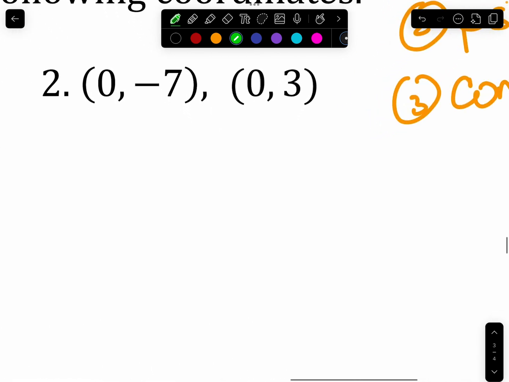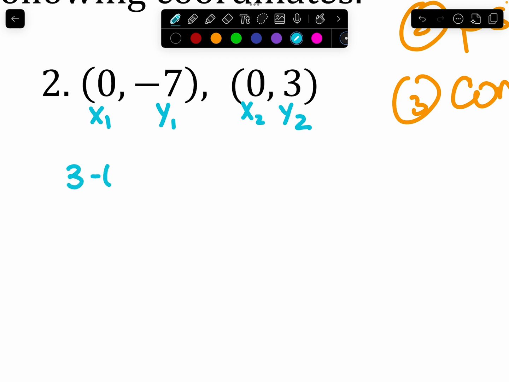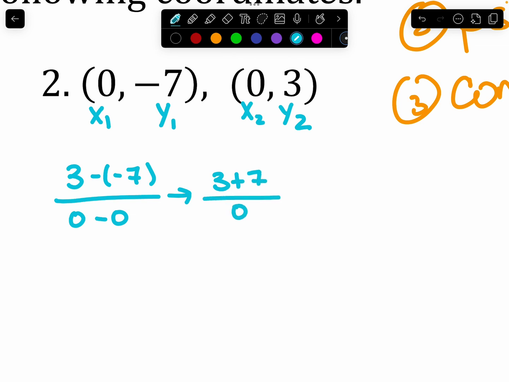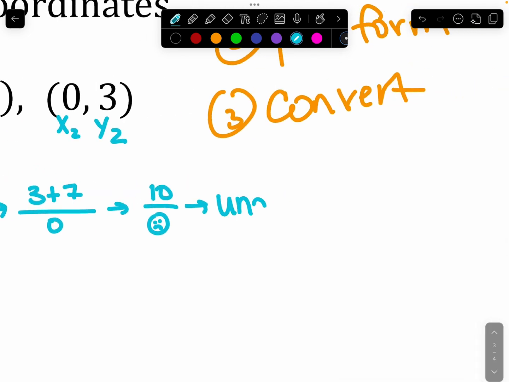With that thought process, let's look at this guy. Hopefully you can already see what's going on, but we're gonna do this mathematically just so that we are guaranteeing you knowing why things are the way that they are. This will be 3 minus negative 7 over 0 minus 0. This is 3 plus 7 over 0. This is 10 over 0. 0 on bottom is bad. That gives us our undefined slope.